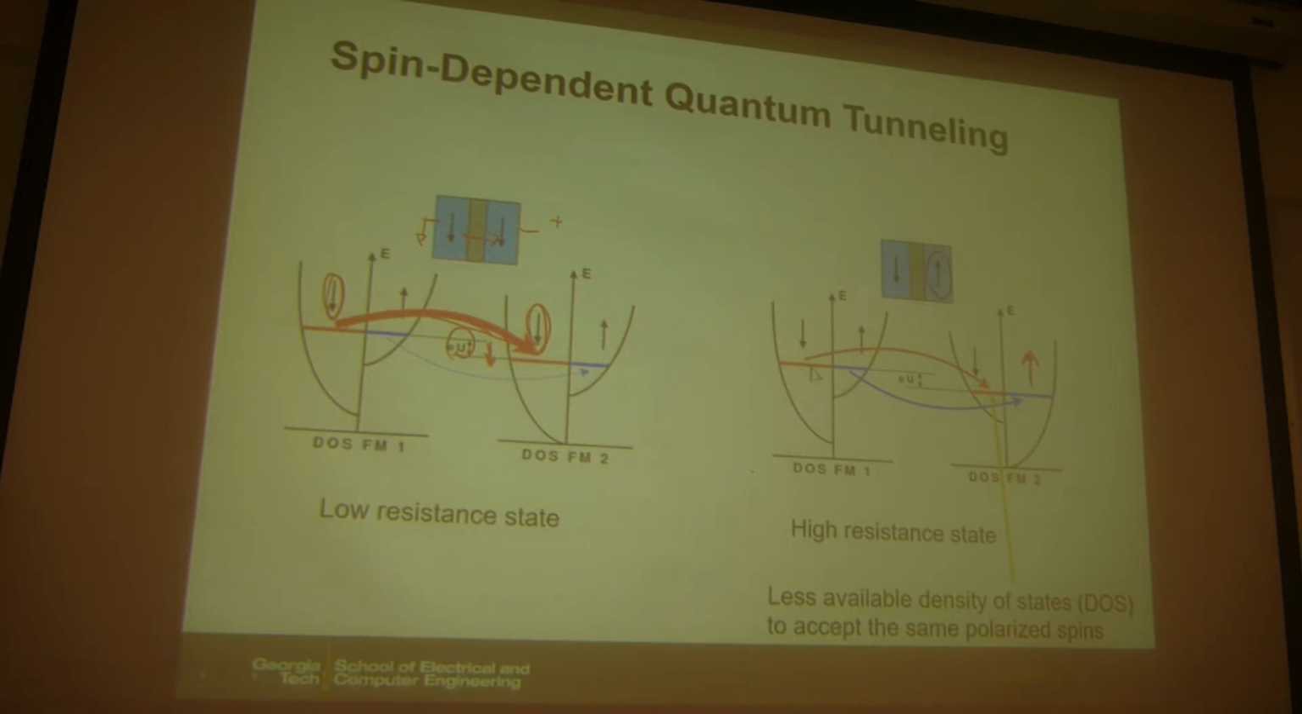you will have more spin up electrons in the right hand side here. So in this case, if you still apply the voltage here and bend down the energy, the spin down electron here will tunnel through. But here the density of states is less. That means you have less empty states to receive the spin down electron. That's why the current is smaller compared to the parallel states.